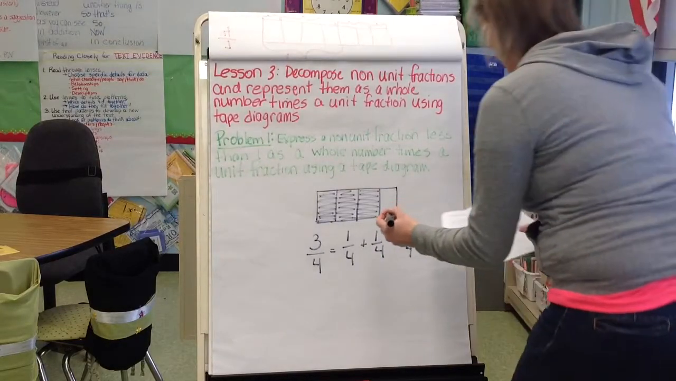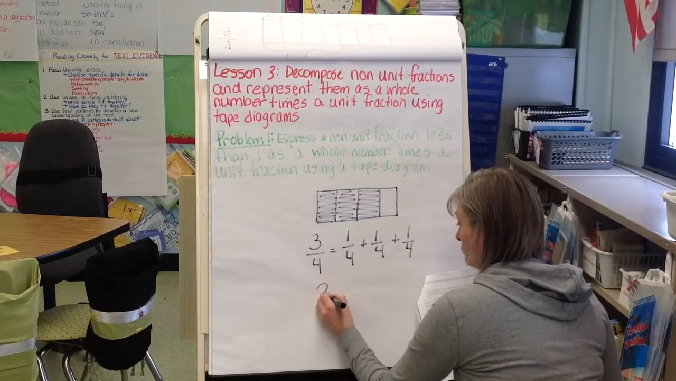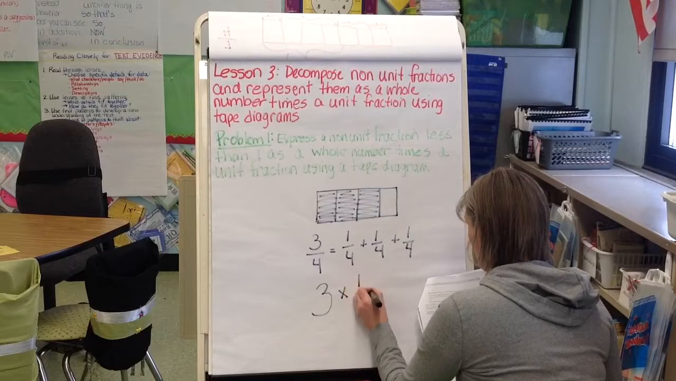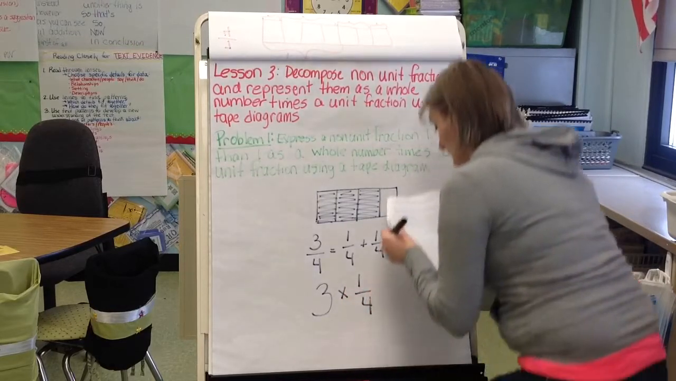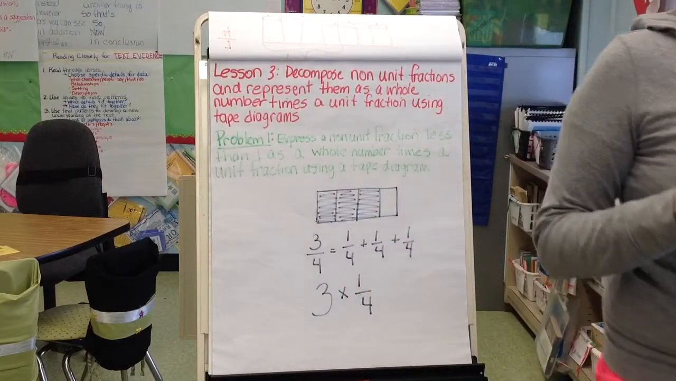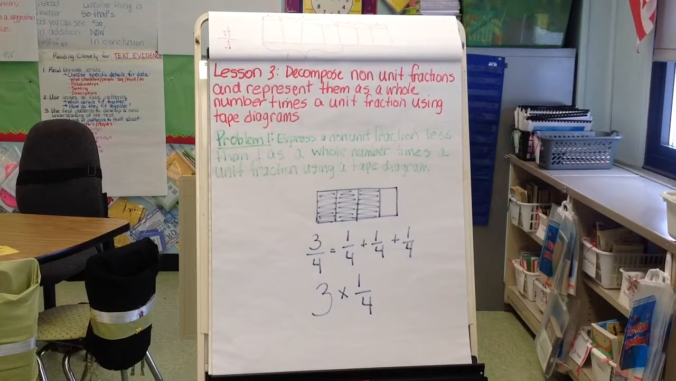Can we multiply the whole number 3 times 1/4? Yes, we can. If you want to add the same fraction a certain amount of times, instead of adding, we can multiply. Just like you can multiply 6 times 4, you can multiply 1/4 3 times.